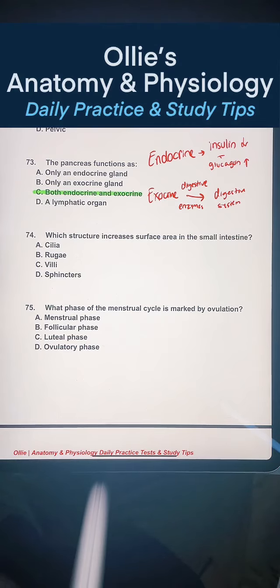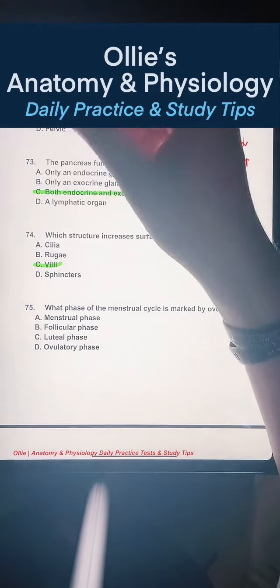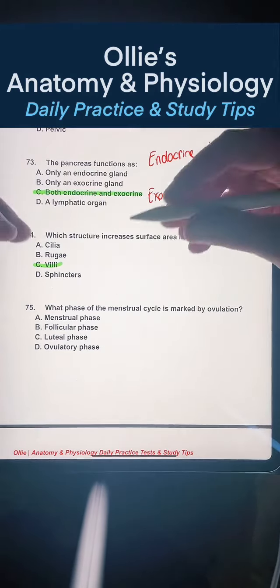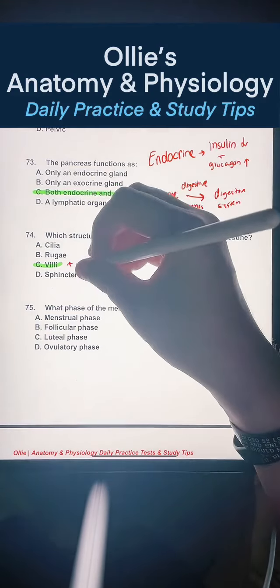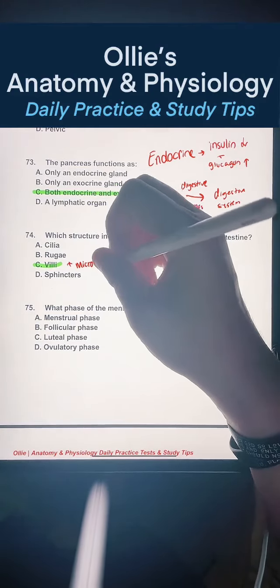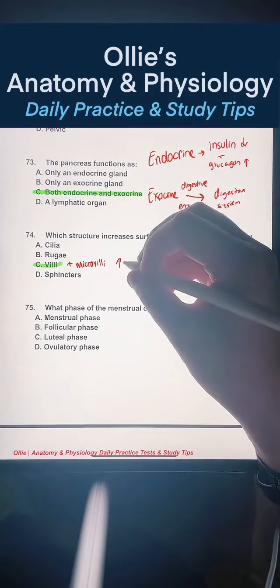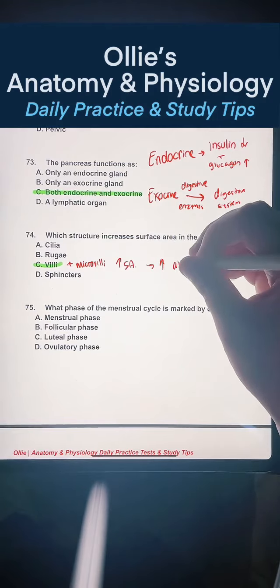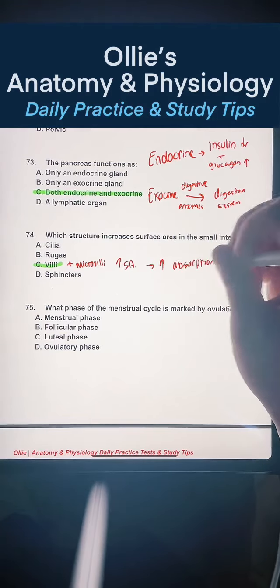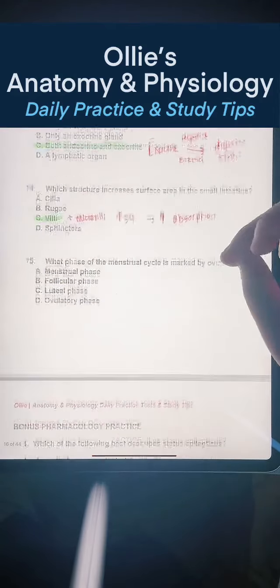But 74, the answer is C. Villi. And if you are new here, my name is Ollie. I do go live every day covering anatomy and physiology. We're on number 74 now, if you're just joining us. We're concerned with what structure increases surface area in the small intestine. That is the villi. So villi, and then also the microvilli, they increase the surface area. And when you increase the surface area, you're going to increase the absorption of nutrients. So that's the function and purpose of those.